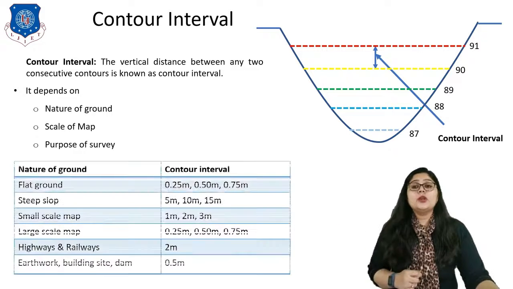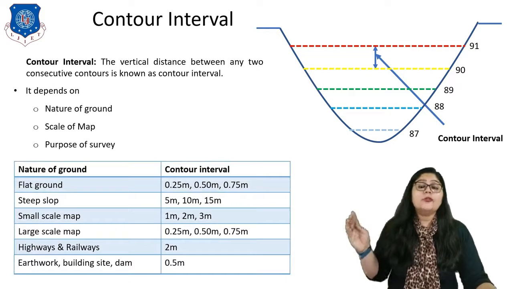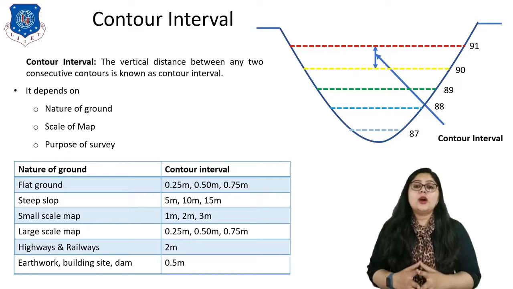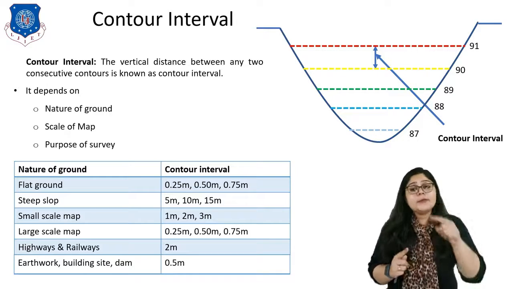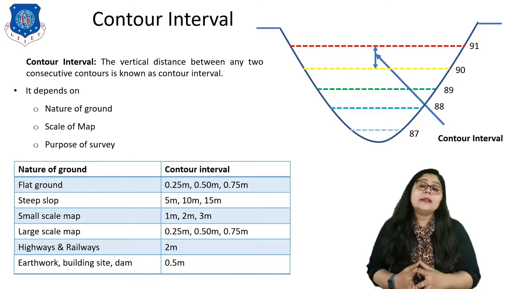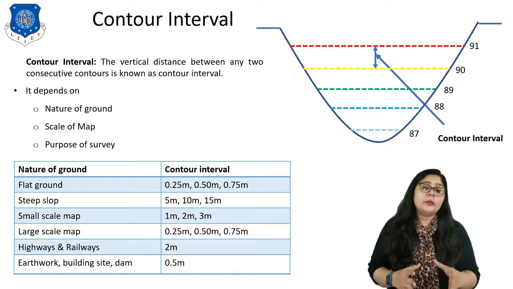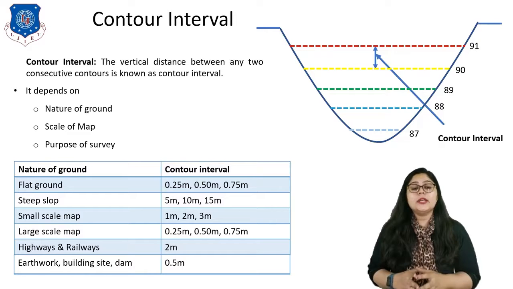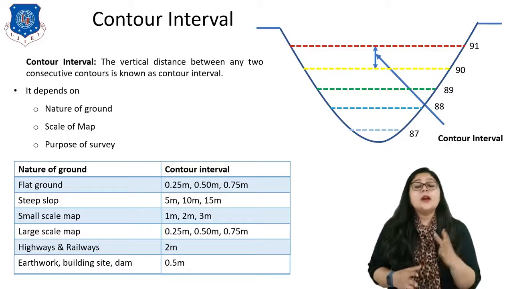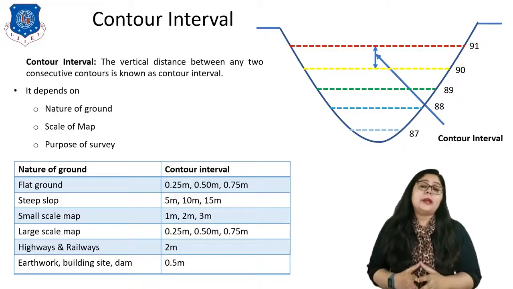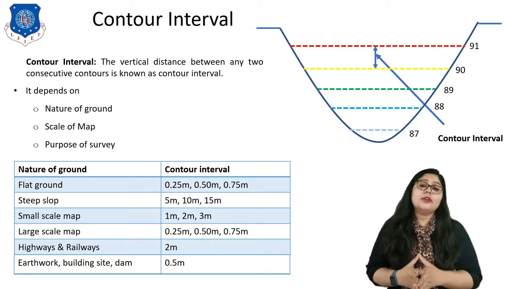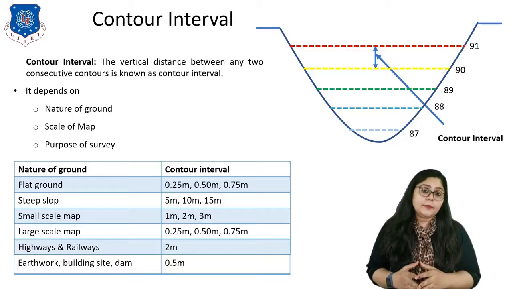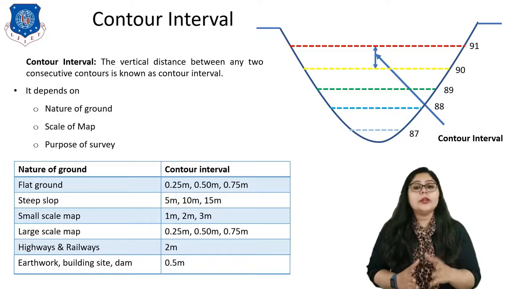So how will it affect? If I talk about the nature of ground, for flat ground the contour intervals are 0.25 meter, 0.50 meter and 0.75 meter. If it is a steep slope, then the interval is 5 meter, 10 meter and 50 meter to get the exact accuracy of that slope over that area. Then, if I talk about the scale of map, small scale and large scale: for a small scale map, I will go for an interval of 1 meter, 2 meter and 3 meter. But if it is a large scale map, then I will go with 0.25 meter, 0.5 meter and 0.75 meter.